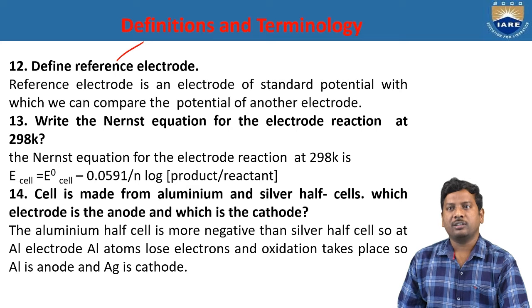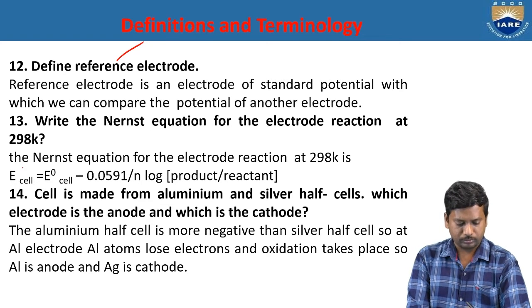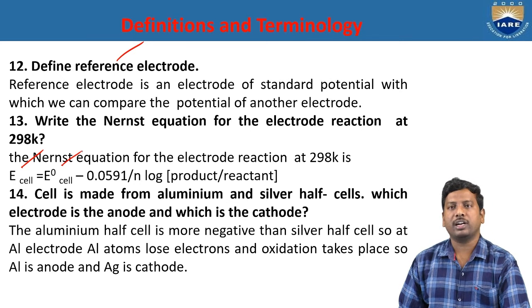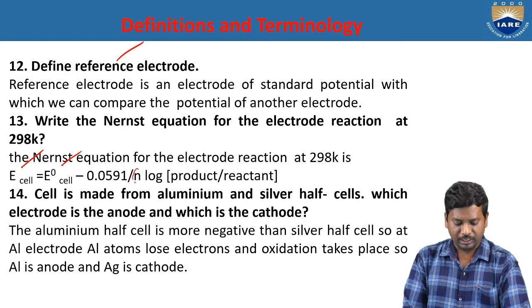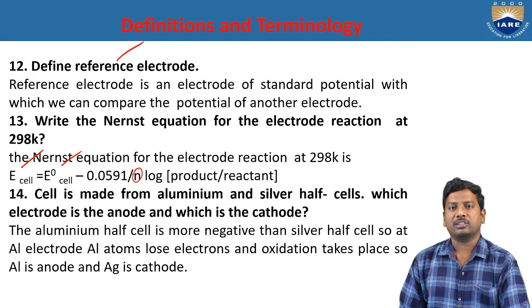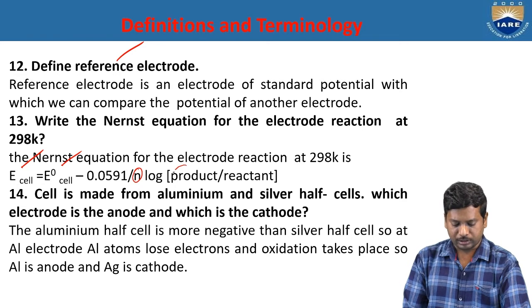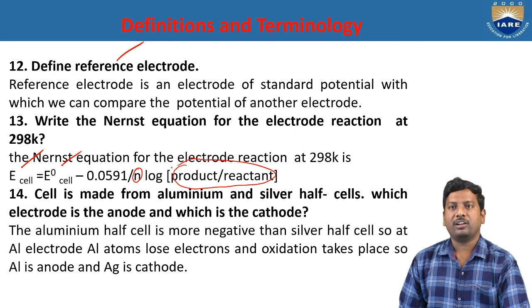So the Nernst equation for the electrode reaction at 298 Kelvin temperature: E cell is equal to E naught cell minus 0.0591 by n log of concentration of product by concentration of the reactants. That means E cell is the electrode potential, and E naught cell is the standard electrode potential, maintained at 298 Kelvin temperature, and small n represents the number of electrons transferred. It may be either losing of electrons or gaining of electrons. And this ratio is nothing but the equilibrium constant or reaction quotient.